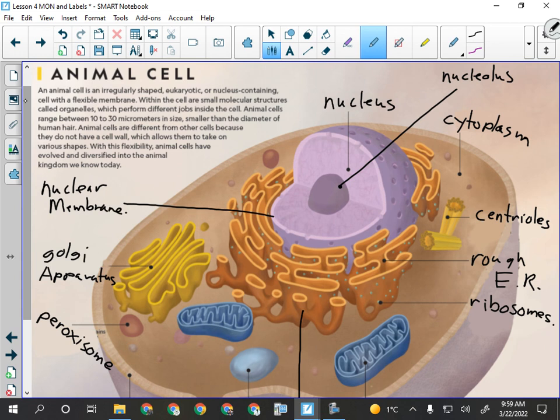Sorry, you're the first bunch to have the new diagram. I finally replaced the diagram I've been using for 20 years. All right, that's the cell. Tomorrow we're going to talk about what all the parts do.